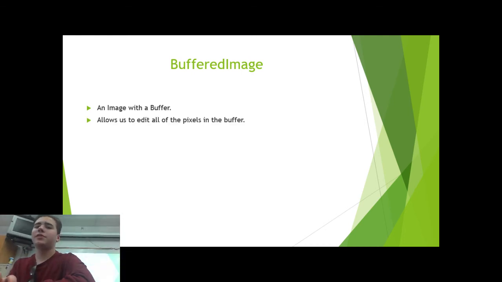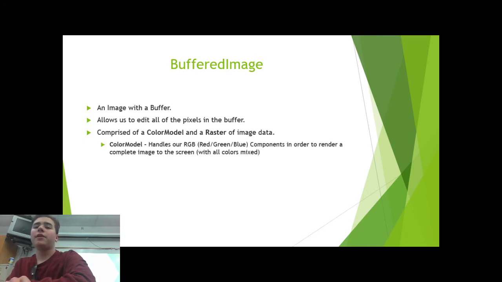One of those is called a buffered image. A buffered image is simply an image of a buffer, which just means it's an image that is buffered into the code. It allows us to edit all of the pixels in the buffer for the image. A buffered image is comprised of a color model and a raster of image data. The color model is the red, green, and blue components, the RGB components, to render a complete image to the screen, with all the colors mixed together to create some sort of color.